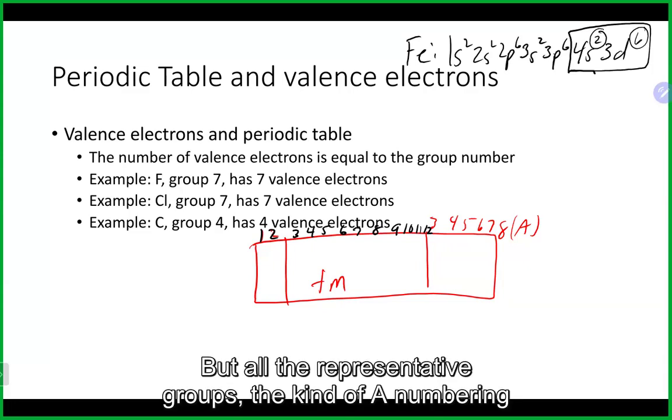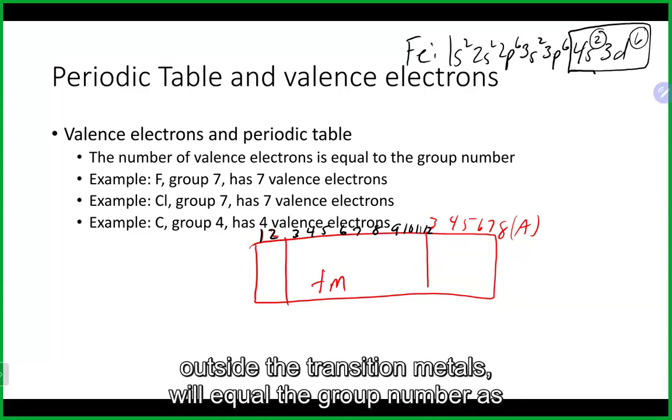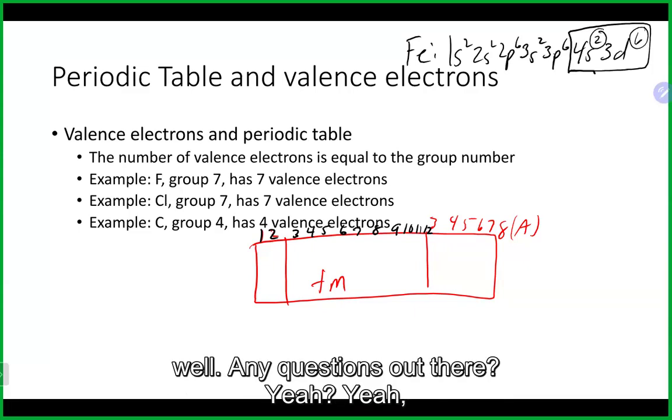But all the representative groups, the A numbering outside the transition metals, will equal the group number as well. Any questions out there? Yeah.